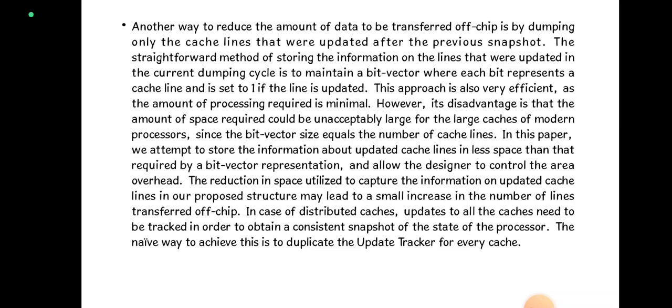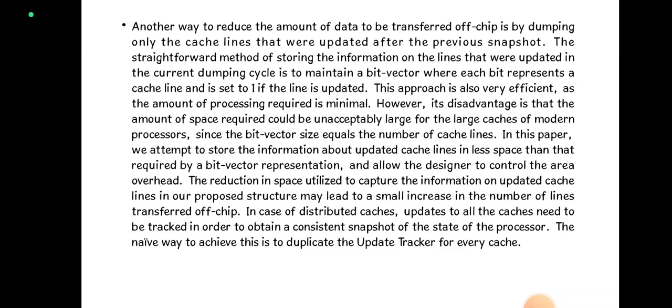However, its disadvantage is that the amount of space required could be unacceptably large for the large caches of modern processors. Since the bit vector size equals the number of cache lines, we attempt to store the information about updated cache lines in less space than required by a bit vector representation and allow the designer to control the area overhead. The reduction in space utilized to capture the information on updated cache lines in our proposed structure may lead to a small increase in the number of lines transferred off chip.